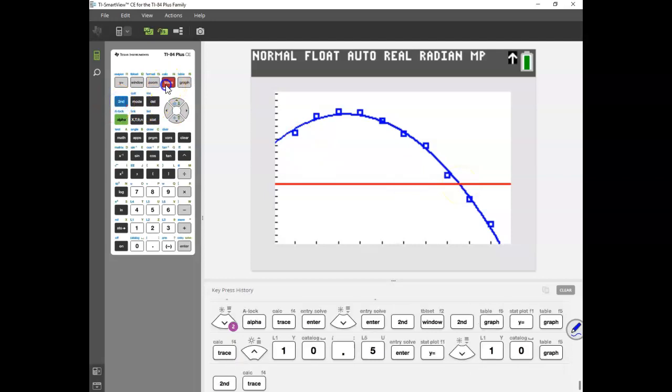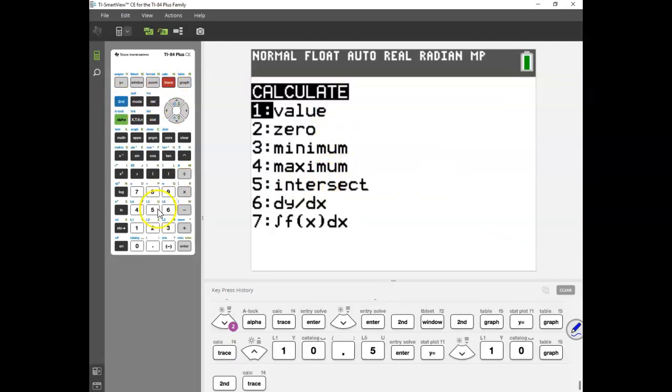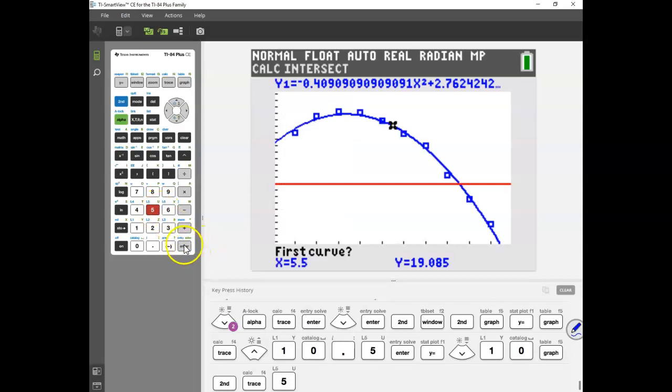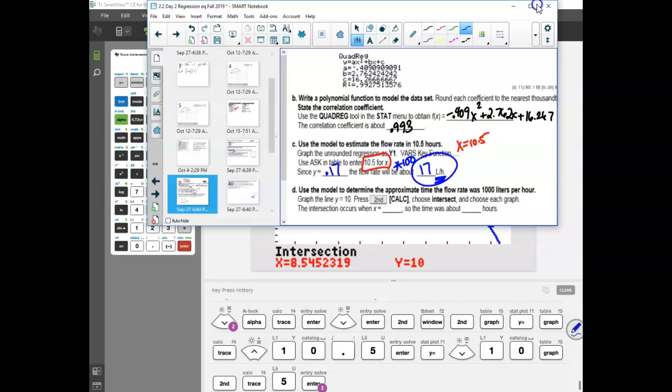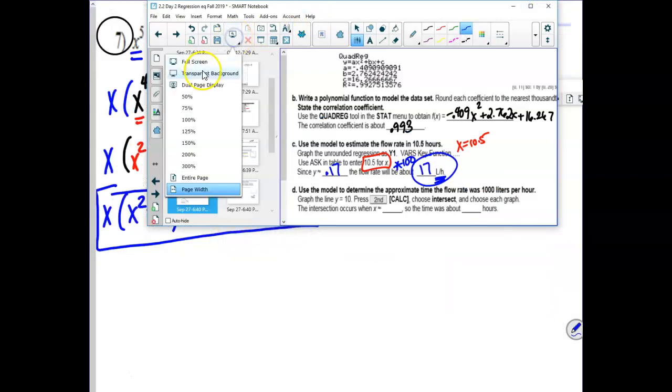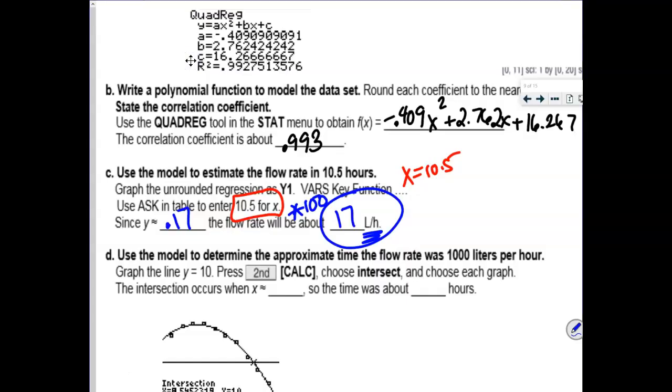So second trace, we choose intersect. This is everyone's favorite because you just go enter, enter, enter, and then boom. The answer is about 8.5. So at about 8.5 hours, you're going to be at that flow rate. All right. So now would be a good time in your notes to make sure that your keystrokes are written down. I know you guys didn't do a lot of those.